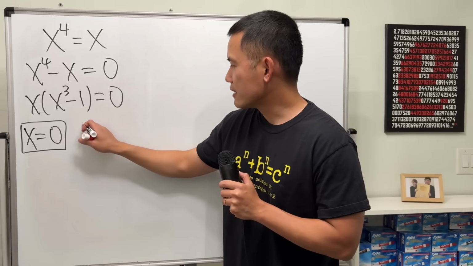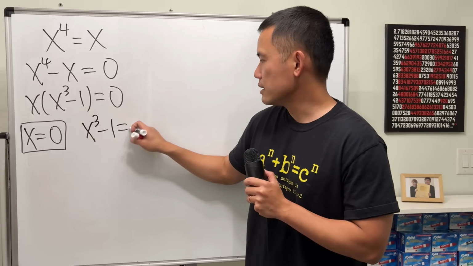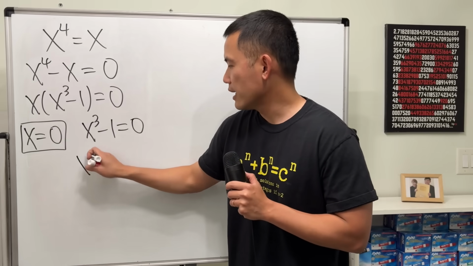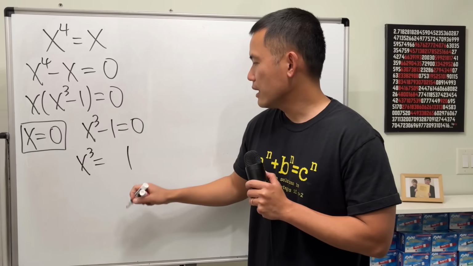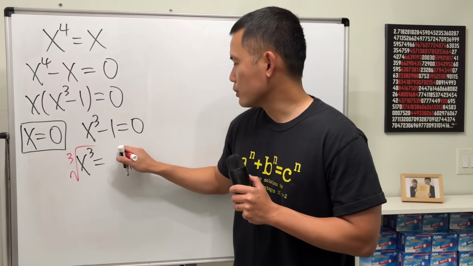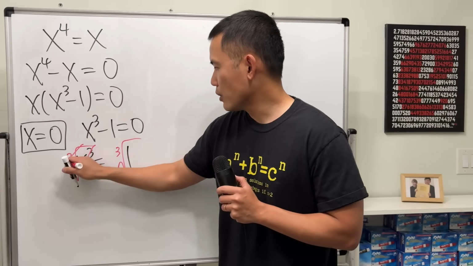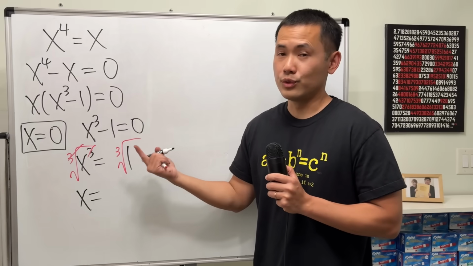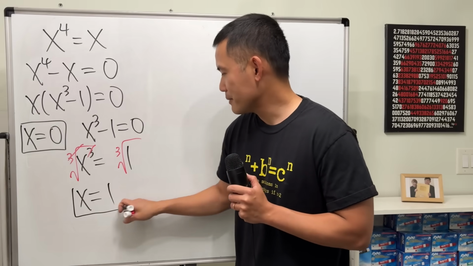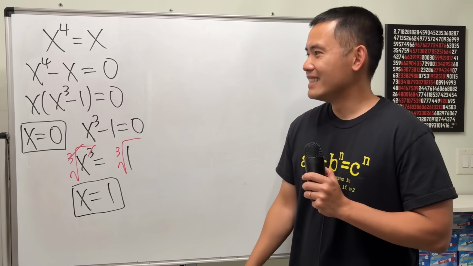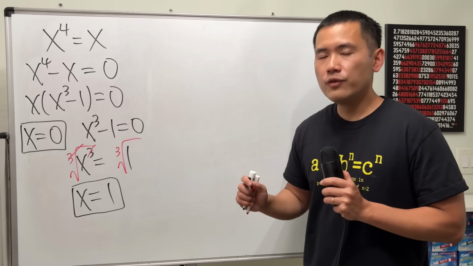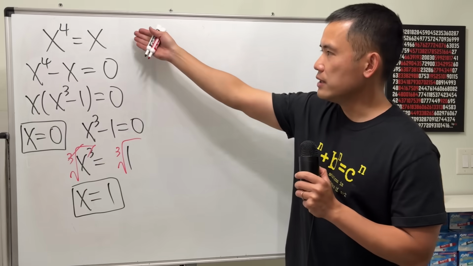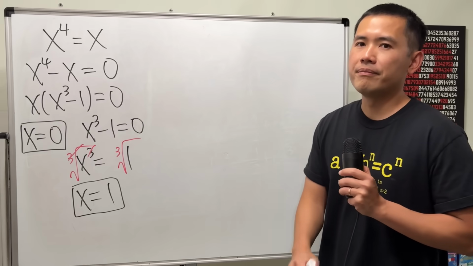Then we put the second factor, x cubed minus 1 is equal to 0. And then we can add 1 to both sides, and we get x cubed equals 1. And then we do the cube roots both sides, cancel, and we have x equals the cube root of 1, which is just 1. And we are done. Right? Yes, if you are only looking for real solutions, then yes, these are the only two real solutions for this equation, and we are done.